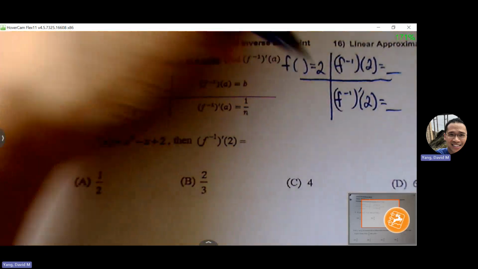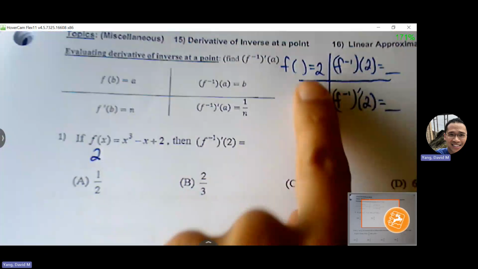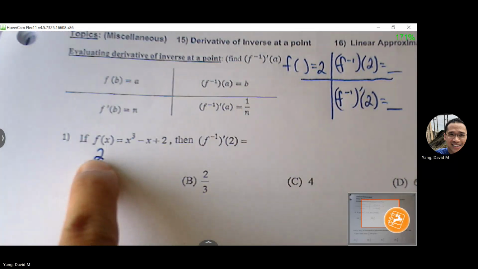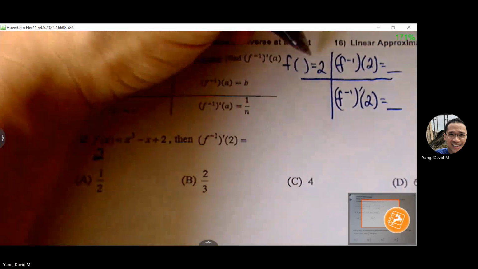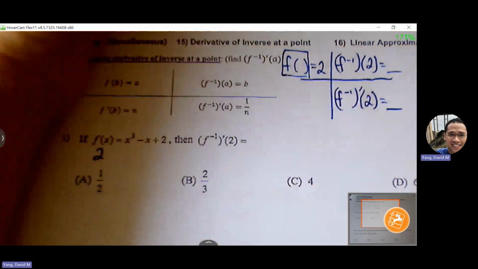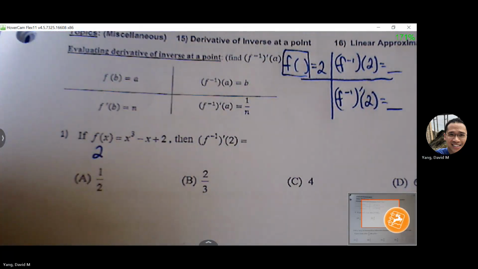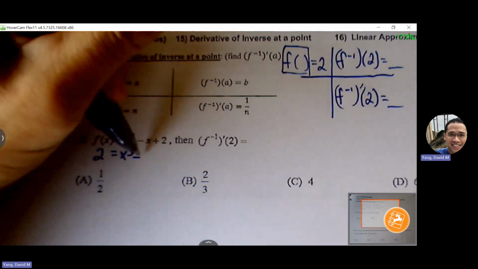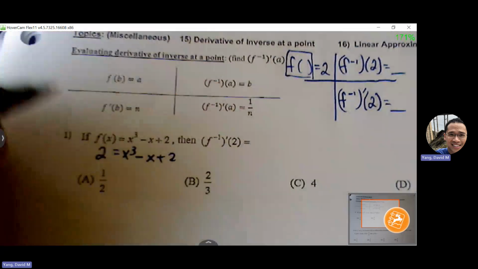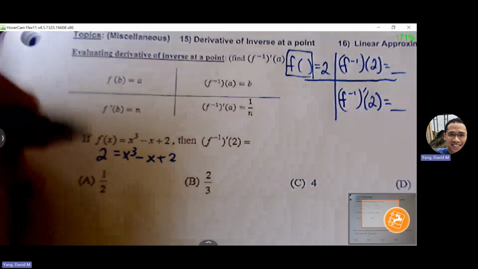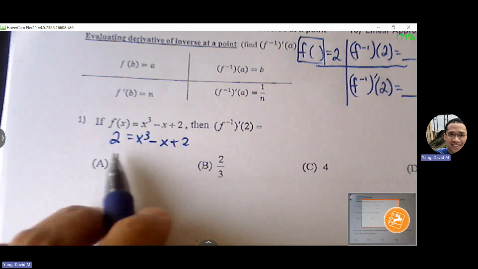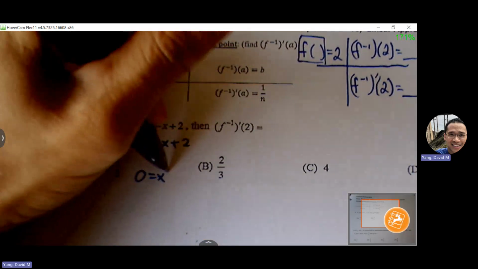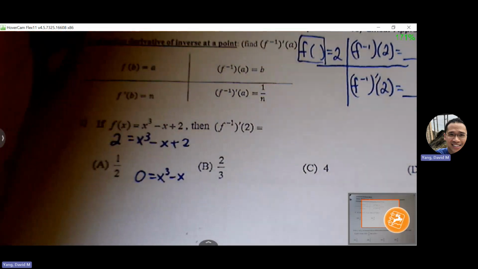So I know that 2 is the y value, so I don't want to insert 2 in for the x. 2 is the y value of my function. I don't know what the x value is. So 2 is equal to x cubed minus x plus 2. Normally we'll have to go through guess and check, but in this case, it looks like the 2's can cancel out. I'm just left with 0 is equal to x cubed minus x.